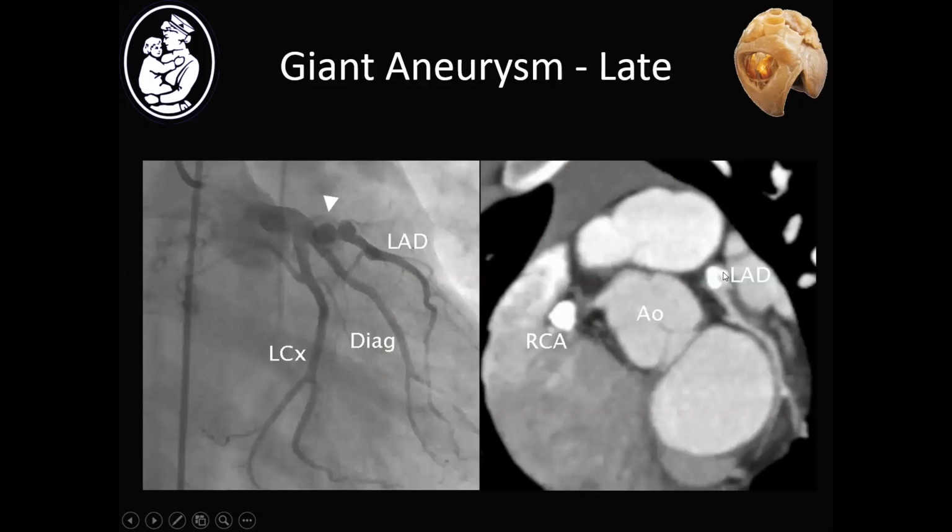You can also see calcification. Here you see calcium on a CT scan. Here you can see a rim of calcium around this a bit dilated coronary, and this is the calcium in the aneurysm.